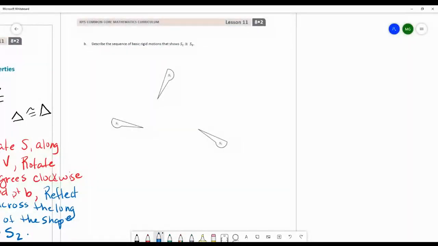We are looking at example B, and B says now we need to show that S2 is congruent to S3. So this time we don't need that first S1 shape, so we're just going to look at S2 and S3. What could we do to map or show the congruence of S2 to S3?